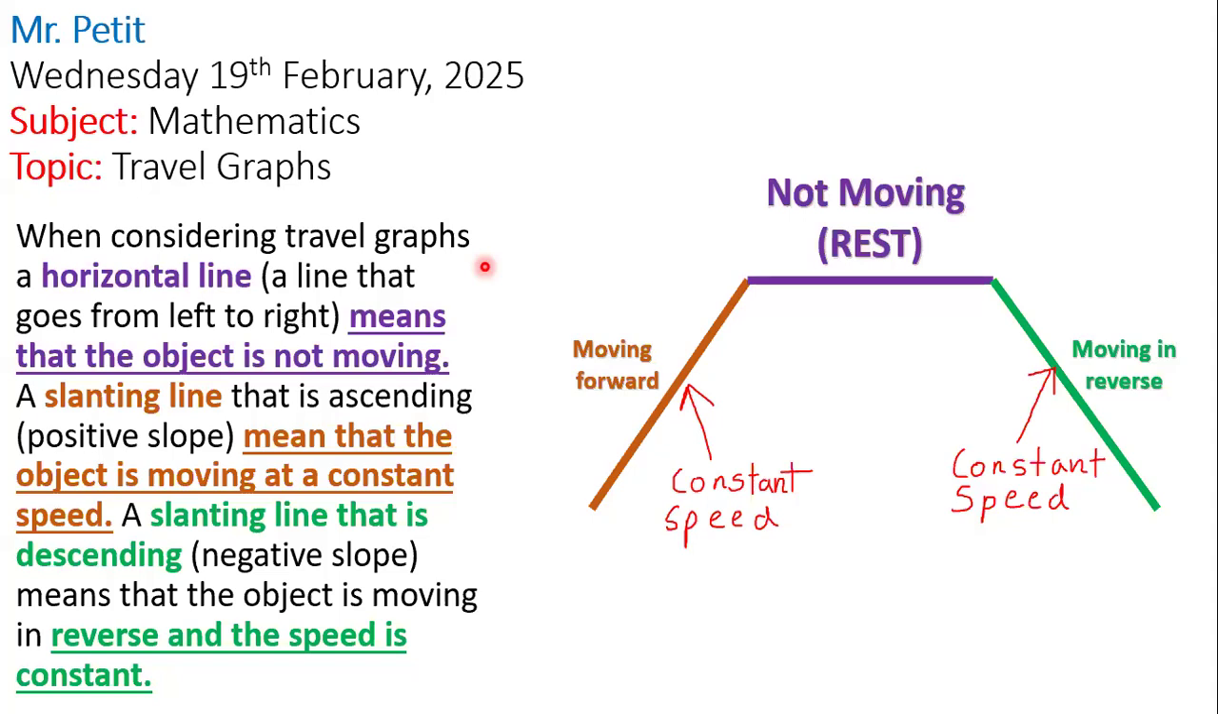When considering travel graphs, a horizontal line, a line that goes from left to right, means that the object is not moving. A slanting line that is ascending, positive slope, means that the object is moving at a constant speed. A slanting line that is descending, negative slope, means that the object is moving in reverse and the speed is constant. Very good.